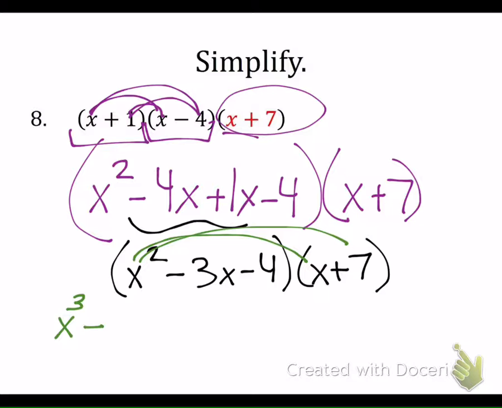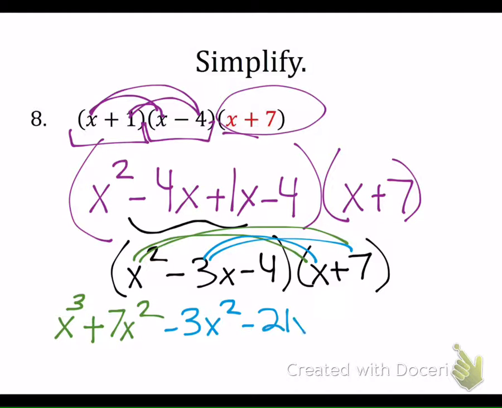X to the third. Good. Plus, what's x squared times 7? Good. Okay? Now, same thing with the negative 3x. What is negative 3x times x? Negative 3x squared. What is negative 3x times 7? Minus 21x. And then the last one is minus 4x minus 28. Have I lost anyone?